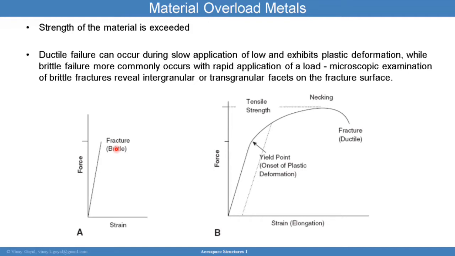Ductile failure typically occurs with slow load application, but it can also occur at fast loading applications. The important thing to note is that when loading the sample, and here we're plotting load versus strain, you could have a significant amount of nonlinear behavior beyond the yield point of the material, which is the onset of plastic deformation.